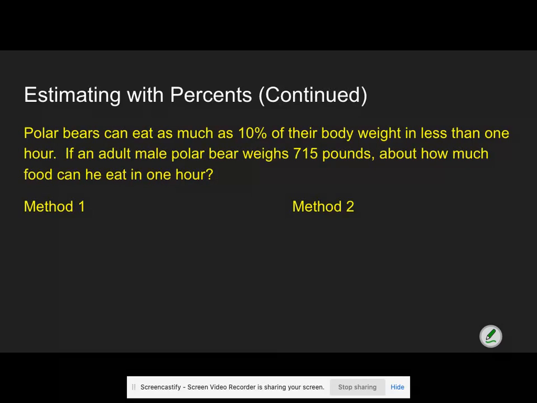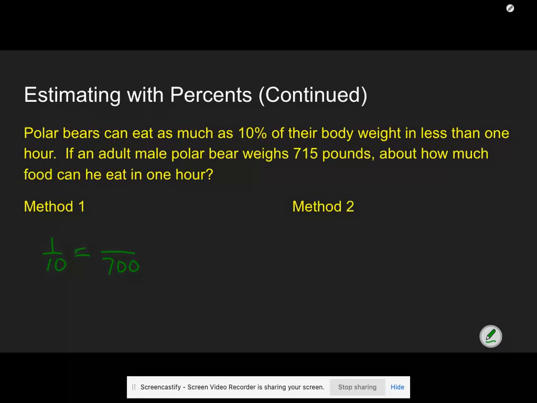Then continuing on with a story problem, polar bears can eat as much as 10% of their body weight in less than 1 hour. If an adult male polar bear weighs 715 pounds, about how much food can he eat in 1 hour? So I have two different methods I want to show you. So the first one is I'm going to change 10% to a fraction, 1/10 times, and then I'm going to try to make an equivalent fraction with 700. So I rounded it way down just because it ends up being an easier number to work with, and I'm estimating. So I'm just trying to find about how much food.